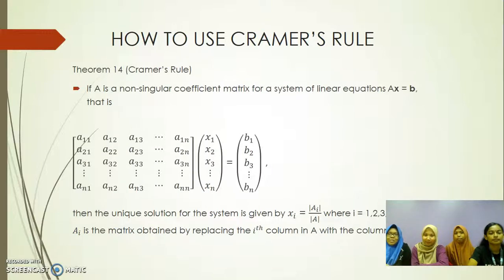Okay, next, my name is Shashan Suhabin Teacher Azima, and today I would like to discuss how to use Cramer's rule. Based on the theorem of Cramer's rule, if A is a non-singular coefficient matrix for a system of linear equations, Ax equal to B, then the unique solution for the system is given by xi equal to determinant Ai over determinant A, where i equal to 1, 2, 3, and so on. Ai is the matrix obtained by replacing the ith column in A with the column B.